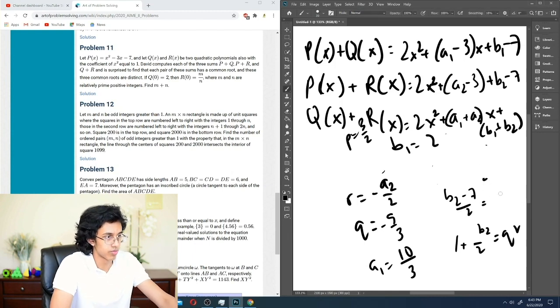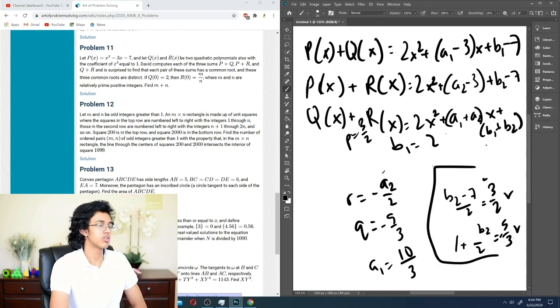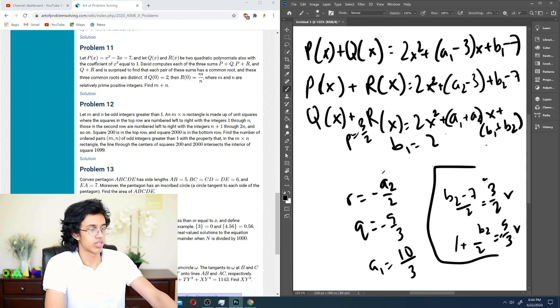So wait, hold up. So this is 3 halves r. And then there's negative 5 halves r, or 5 thirds r. Hold up, we have two equations and two unknowns. What does that mean? We could solve for r, and then we could solve for b2, and then we're done. Okay, so subtract these two, or is that the best way? Okay, let's say we subtract them.